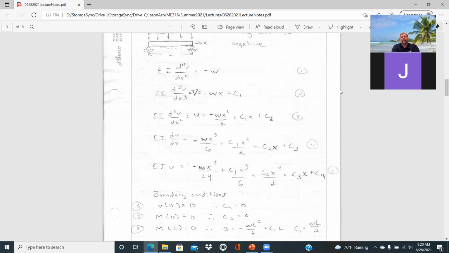And so these really are our 5 governing equations for our simply supported beam with a distributed load. And now at this point, it's really just a matter of applying boundary conditions to determine what our 4 constants are: C1, C2, C3, and C4.